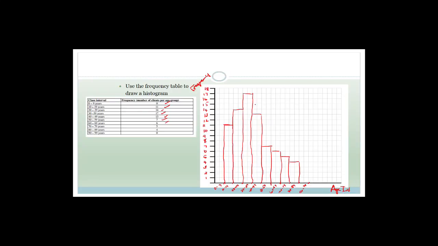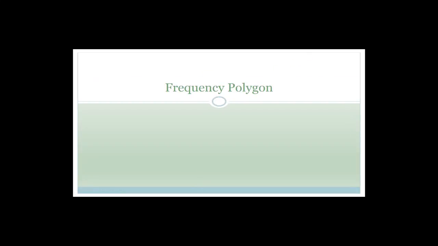Okay, so do you agree this here would be our modal class? Our modal class, the one that occurs most frequently, is the people between the ages of 30 and 39. They have got the biggest modal class. And the smallest, if you don't count the zeros, would be between 80 and 89. Okay, interesting, hey.